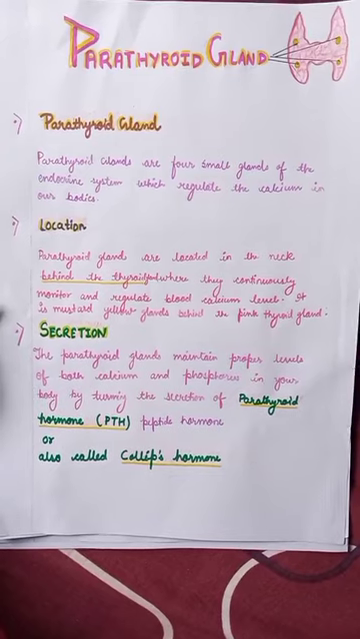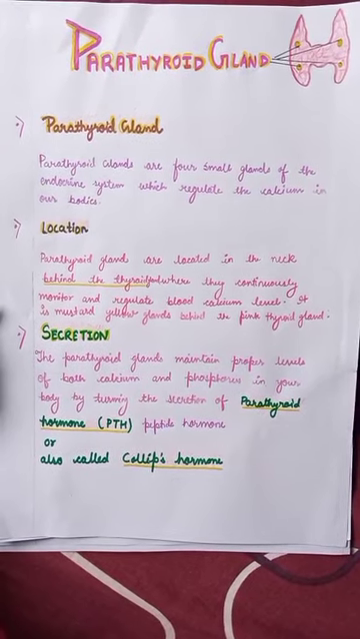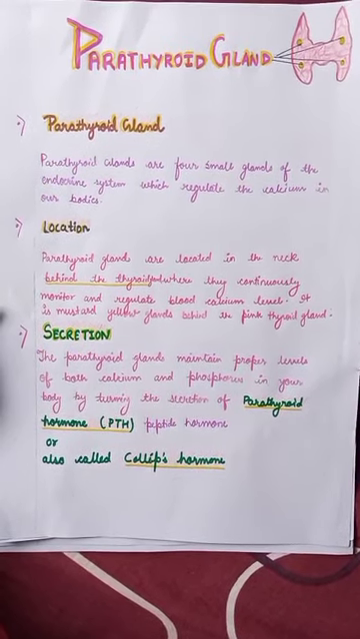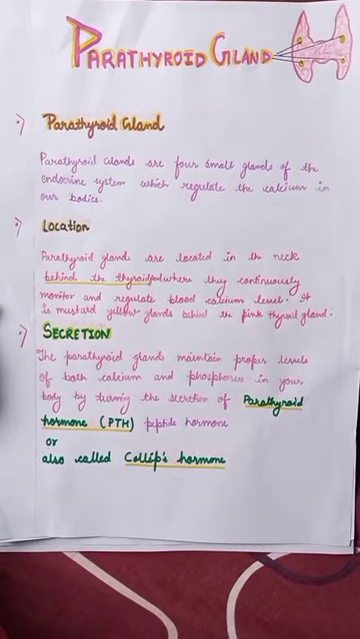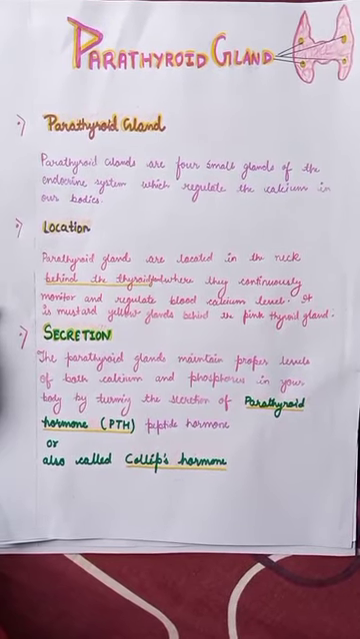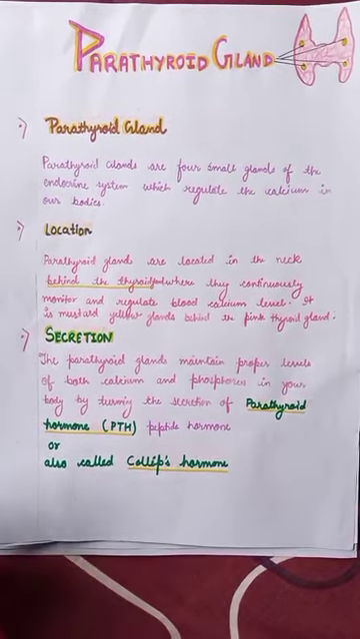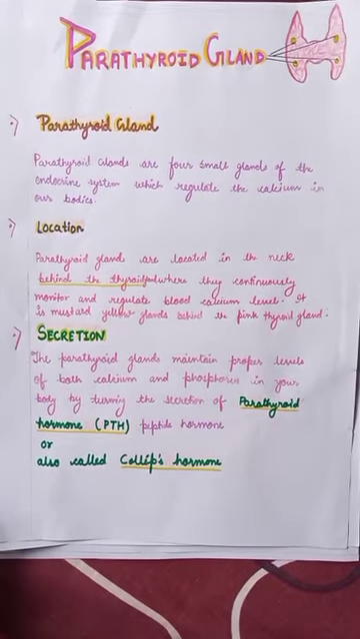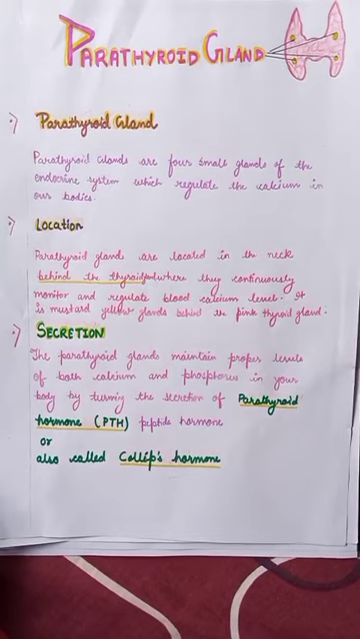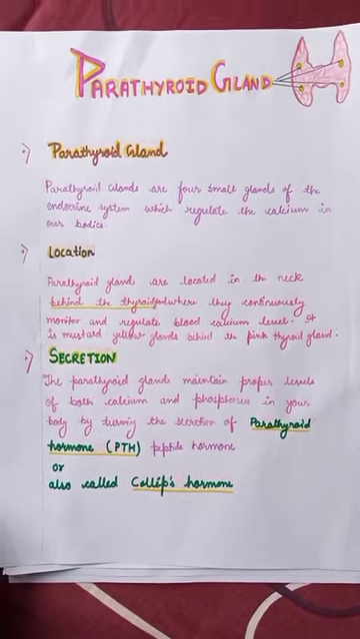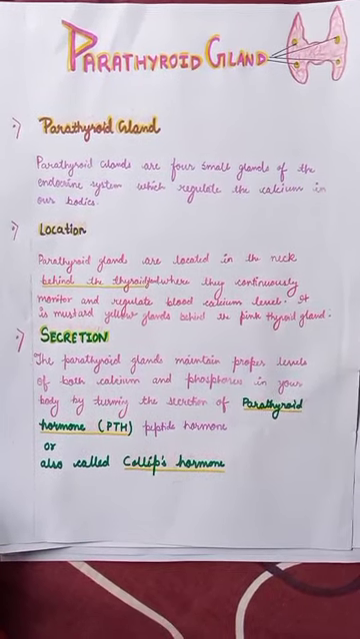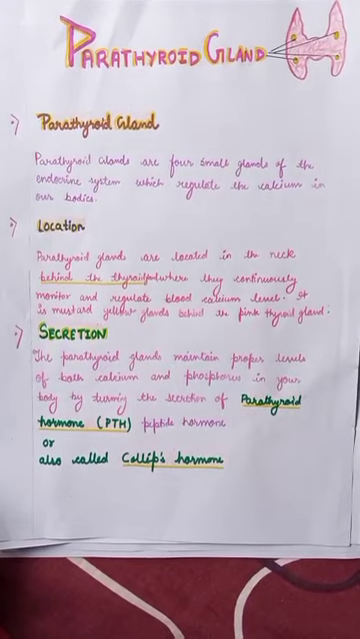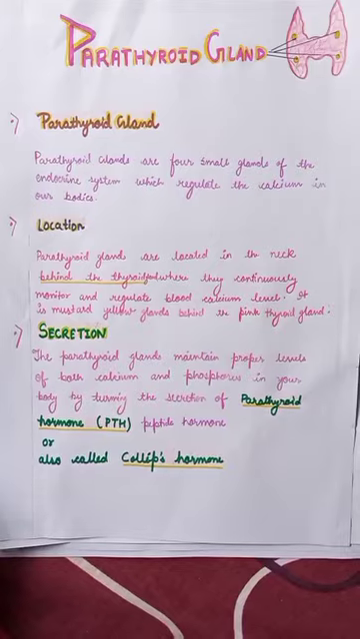What is parathyroid gland? Parathyroid glands are four small glands of the endocrine system which regulate the calcium in our bodies. Where is parathyroid gland located? Location. Parathyroid glands are located in the neck behind the thyroid gland where they continuously monitor and regulate blood calcium level. They are mustard yellow glands behind the pink thyroid gland.